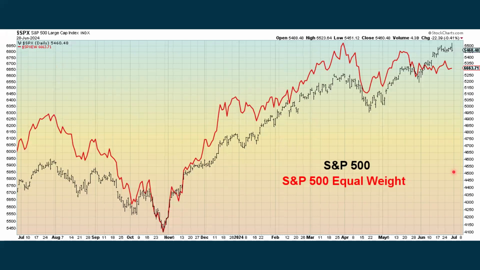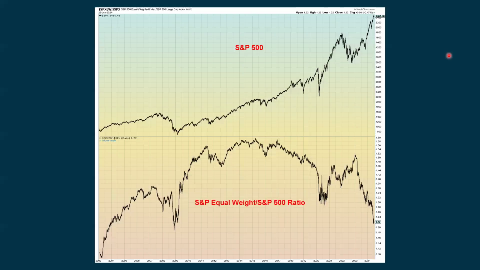I do show this in the daily video. The red line is the equal weight S&P 500, where the bar chart here is the regular S&P 500, which is a weighted index. Just to give us an idea, when we see the S&P going up or even sideways now and the equal weight going down, that's a negative divergence. We want to see more broad market participation. When this shows that the S&P is outperforming, that means the really big stocks are really leading things higher.